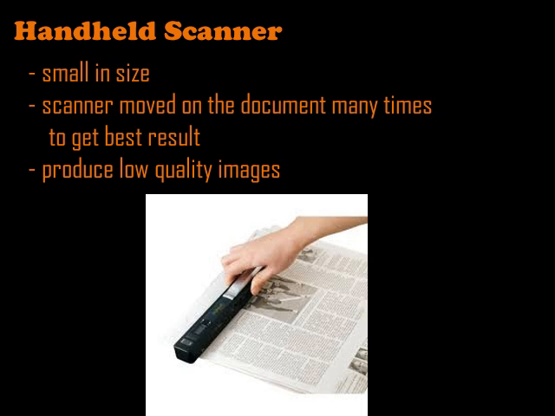First type of scanner is handheld scanner. This scanner size is very small. The scanner is moved a number of times over the document to get a better result. We see in the Xerox machine, is it? When we are giving a document for Xerox, one light beam is moving on the document. Same way, this scanner is moved a number of times to get a better result. It produces a low quality result. So nowadays very few people are using this handheld scanner.